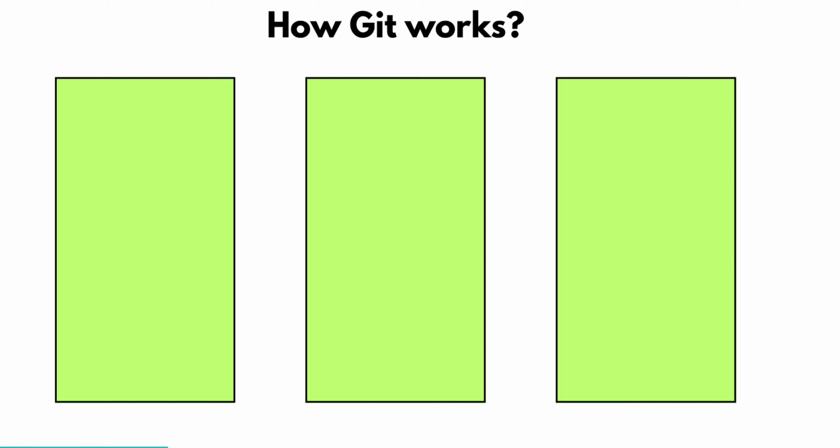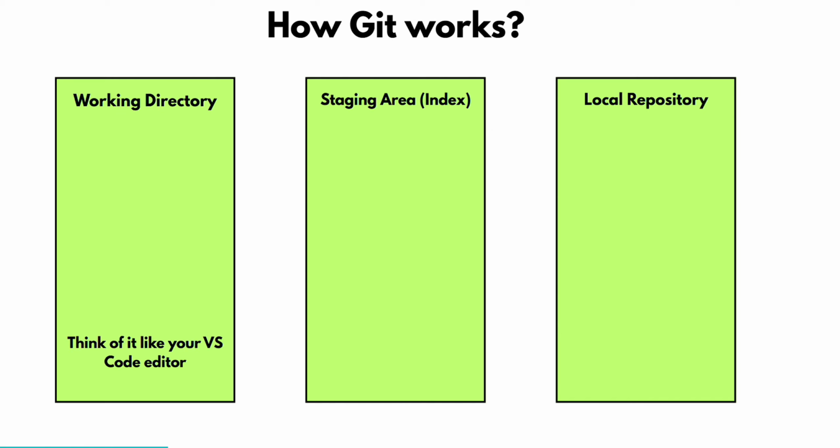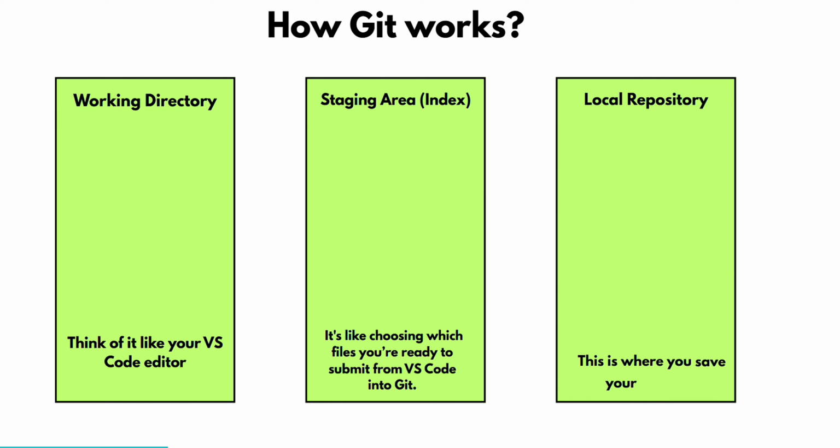Okay, so let's understand how Git works internally. Basically, Git has areas like your working directory, the staging area, and your local repository. The working directory is a space you can imagine like your VS Code editor. The staging area is a space where you can add those files which need to be modified, and your local repository is your local database on your computer where you can save all your file changes.